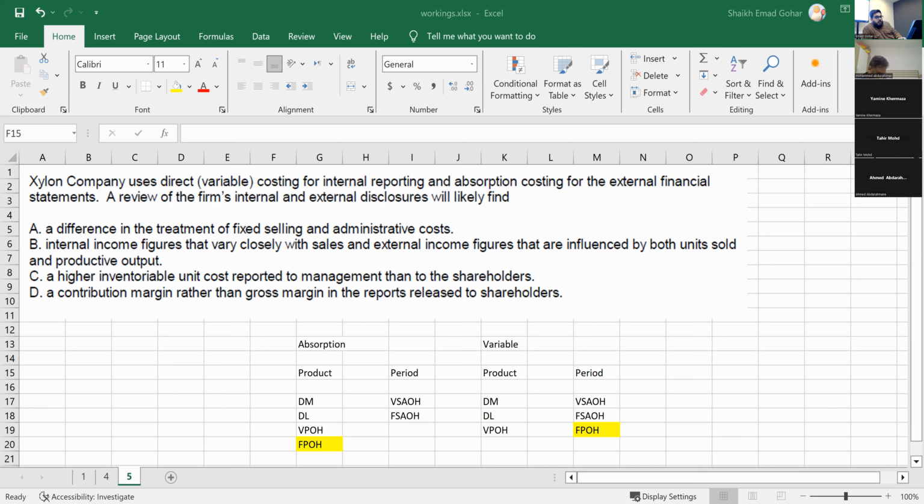Anyways, my friends, A, C, and D are very clearly not the answers. Even if you don't understand B, you should still select B, because you can easily eliminate A, C, and D. Right or not? This is called the elimination technique. So this was a very good question and a good revision.